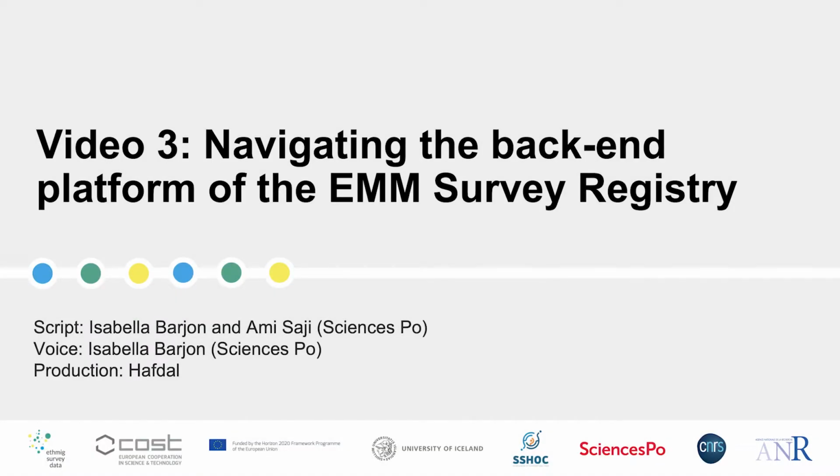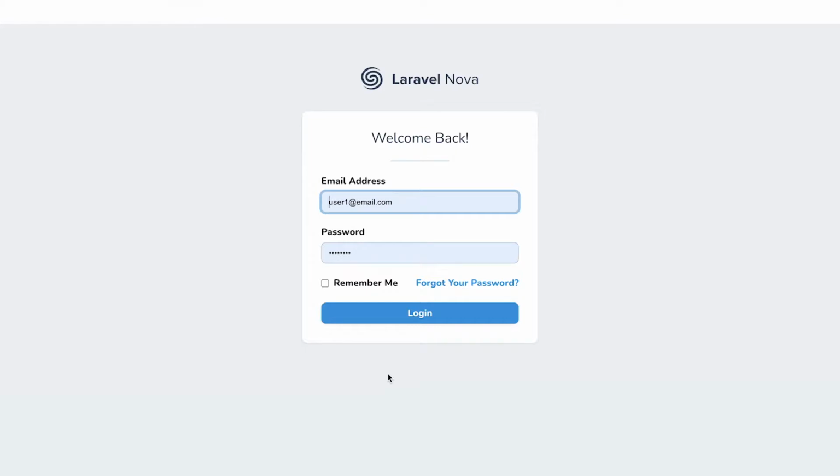This is video 3, navigating the backend platform of the EMM Survey Registry. The aim of this video is to explain how to navigate the backend platform and to show what the different main features of the backend platform are. Detailed instructions of this feature can be found in sections 3 and 5 of the user guide for the backend platform.